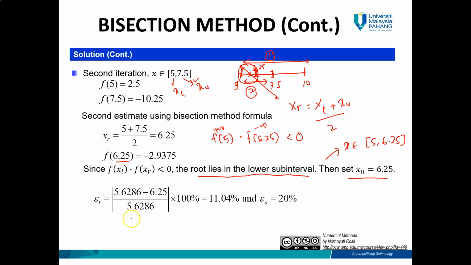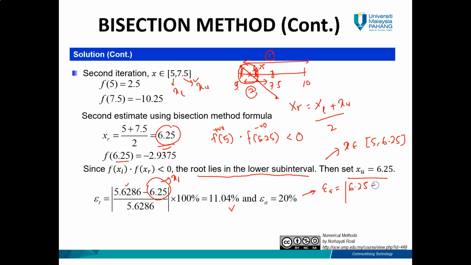So now we have to compute epsilon t. How to compute this epsilon t? We have the actual root given by this. This is the actual root. You need to subtract the XR that we obtained here, divide by the actual root, multiplied by 100%, and we get 11.04%. And then we can compute epsilon A. How to compute epsilon A here? Epsilon A equals the current solution, which is 6.25.